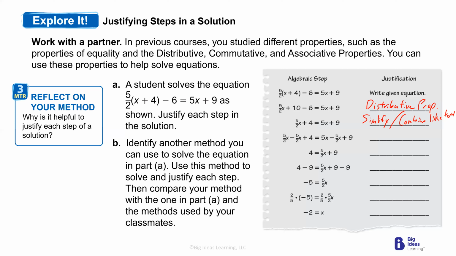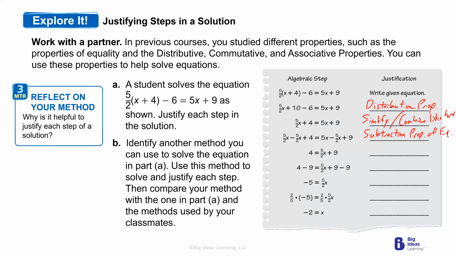So they subtracted 5/2 on both sides of our equation. So that's our subtraction property of equality. All right, so we balance the equation with that. That's subtraction property of equality.